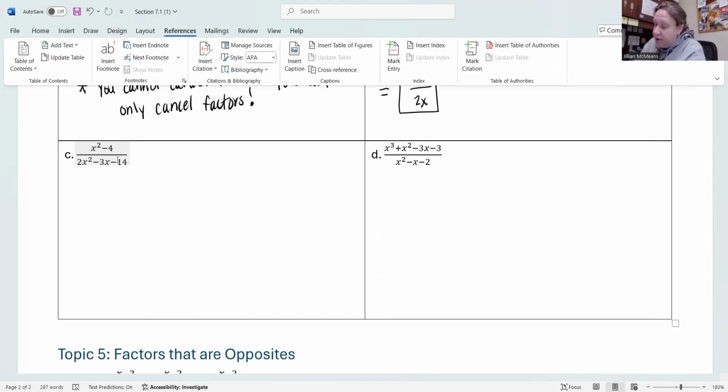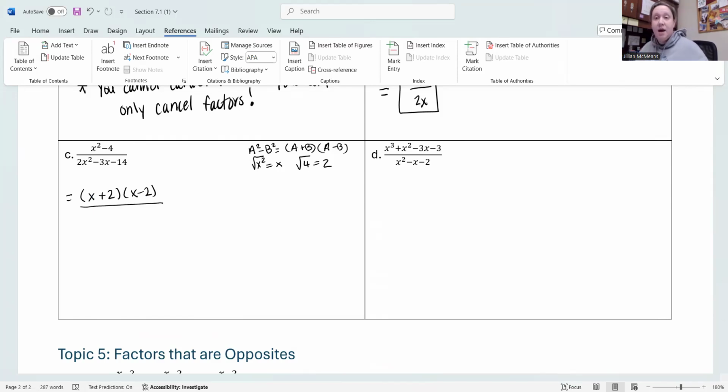And just as a quick reminder, if you have the difference of squares, you take the square root of those two terms and you add them and then you subtract them. So when I look at x squared, its square root is x. When I look at 4, its square root is 2. So I would say my numerator is going to factor as x plus 2, x minus 2. So that's my numerator, okay?